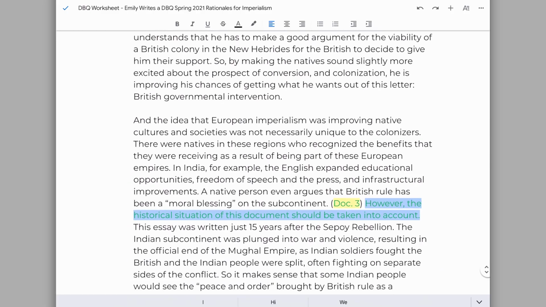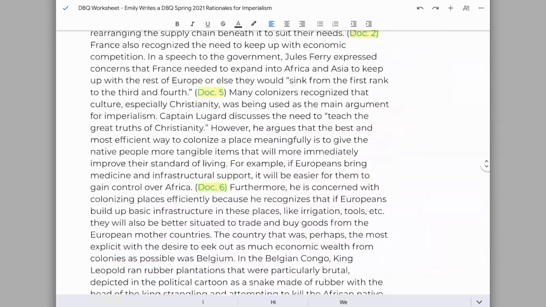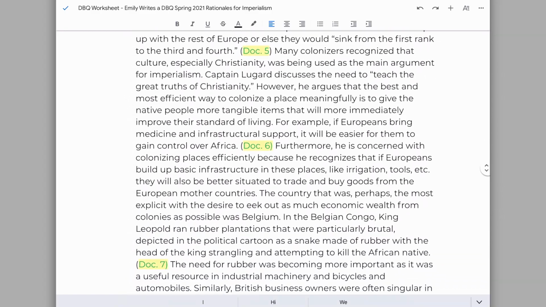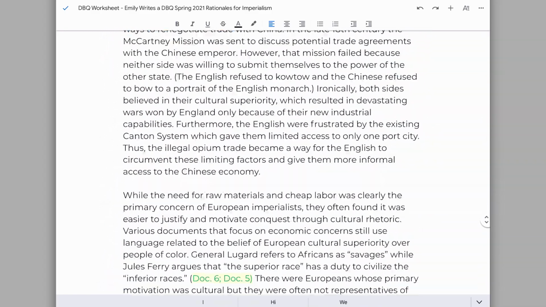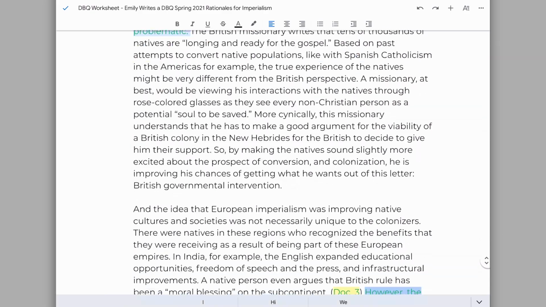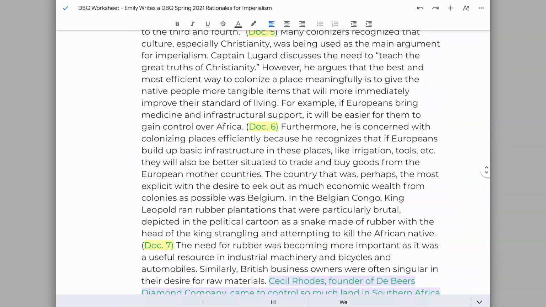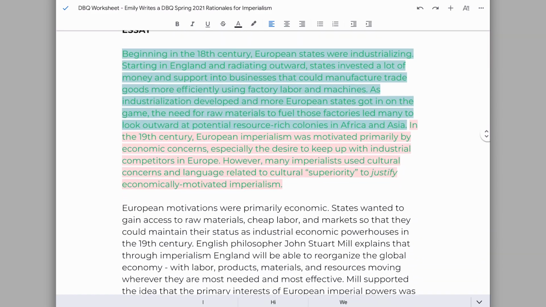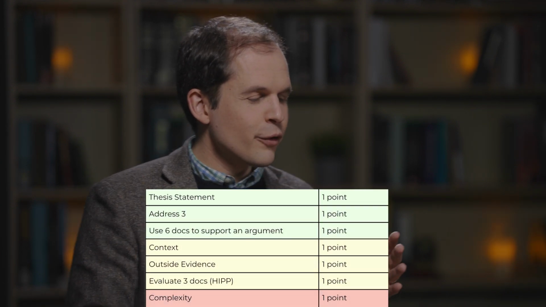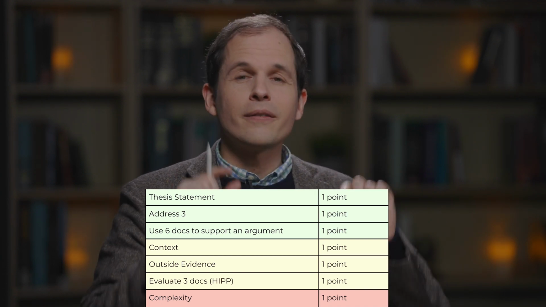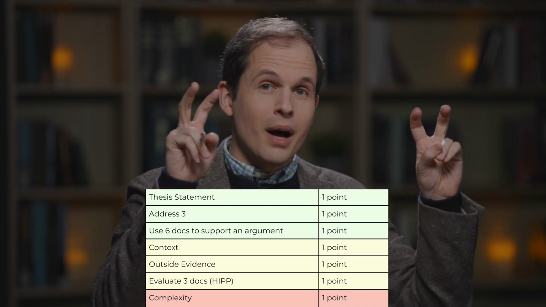What do I have in this essay? Let me count all the documents and make sure she uses them all. I see 2, 5, 6, 7, 1, 5 again, 4, and 3 down here. 1, 2, 3, 4, 5, 6, 7. She used all 7 documents well. I never found a misinterpretation. Now let's take a look at our rubric and make sure she got all of the points. The first point here is for thesis. I saw a thesis, it was 2 sentences long. End of the first paragraph, it clearly answered the question, it responded to the prompt.